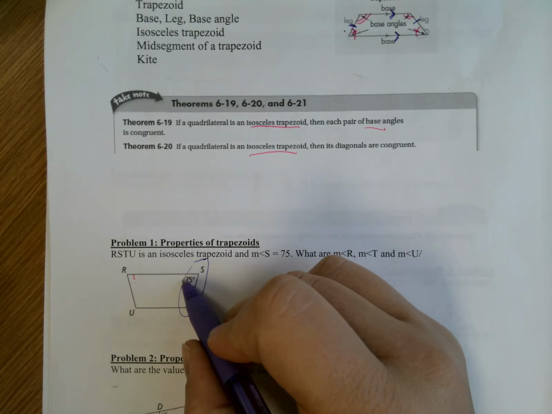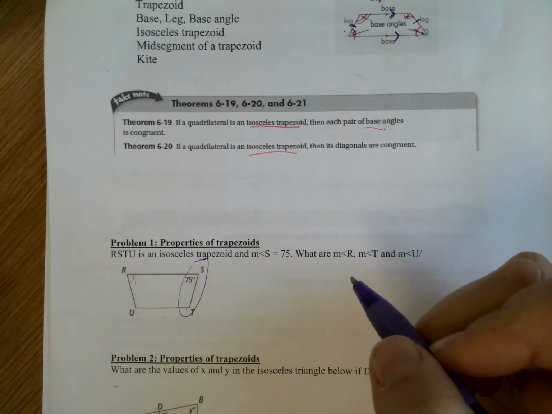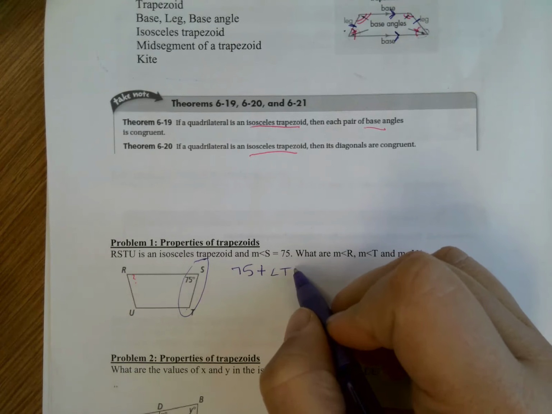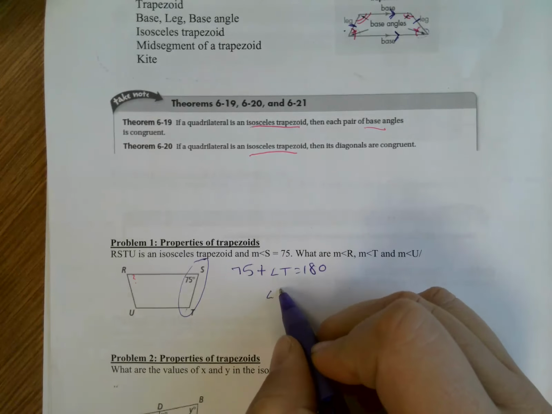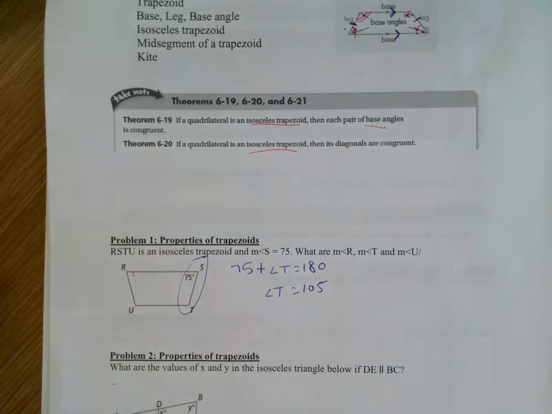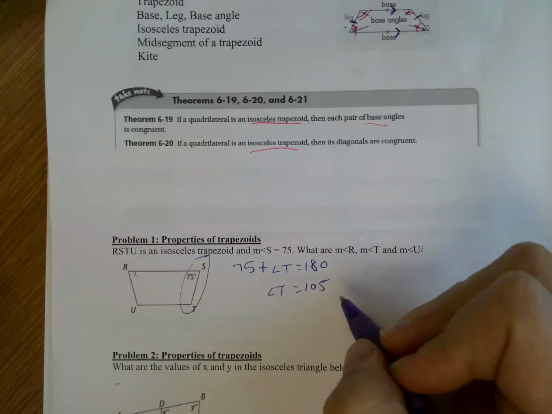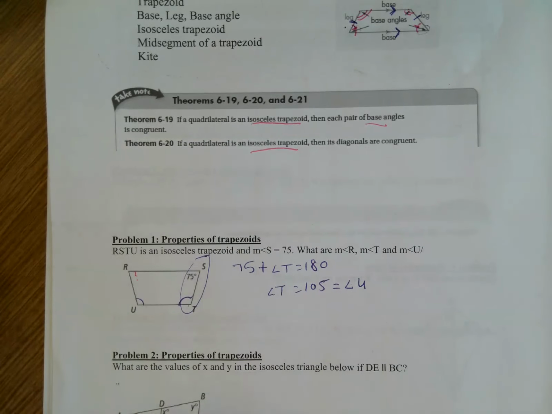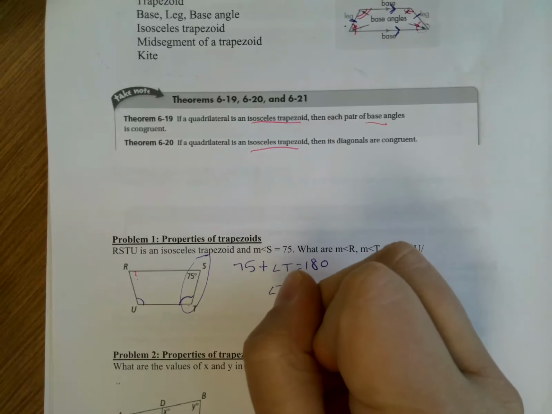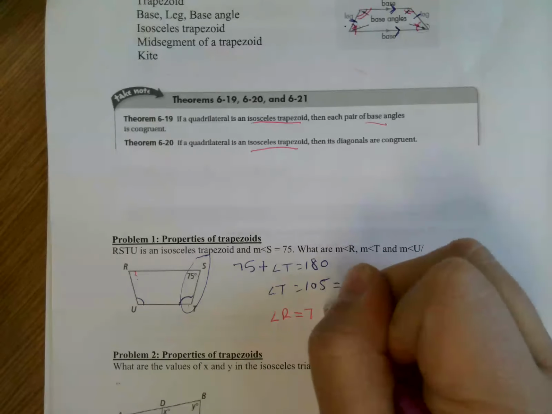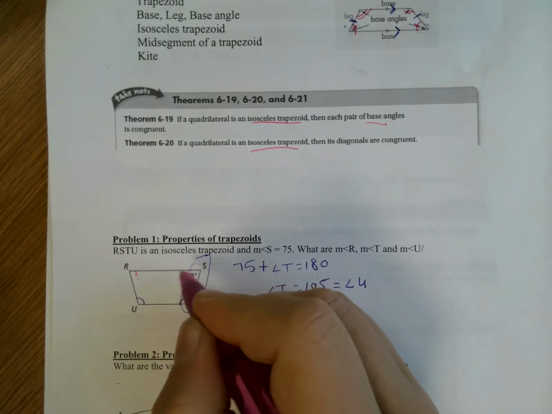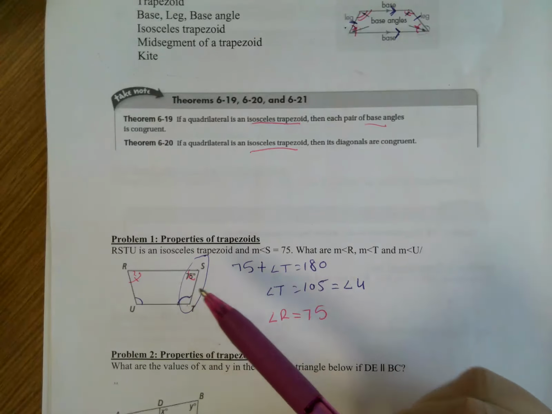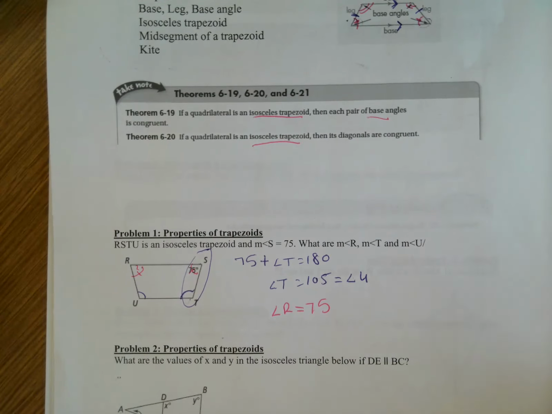So if this angle is 75, then these two angles have to add up to 180 degrees. So I can do 75 plus angle T is equal to 180. If I subtract the 75, I get 105. Now, the nice thing is that angle T is equal to angle U because these two are base angles. And I also know then that angle R is also going to be equal to 75 because these two are base angles. So again, when we have angles on the same leg in a trapezoid, they're supplementary.